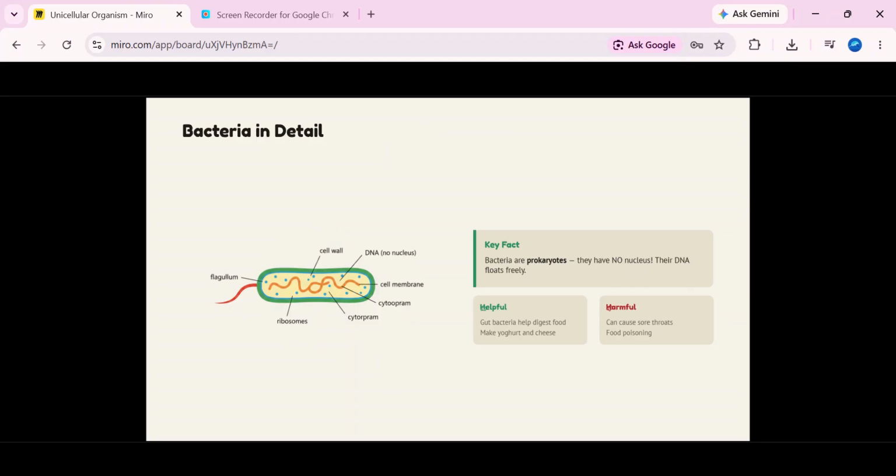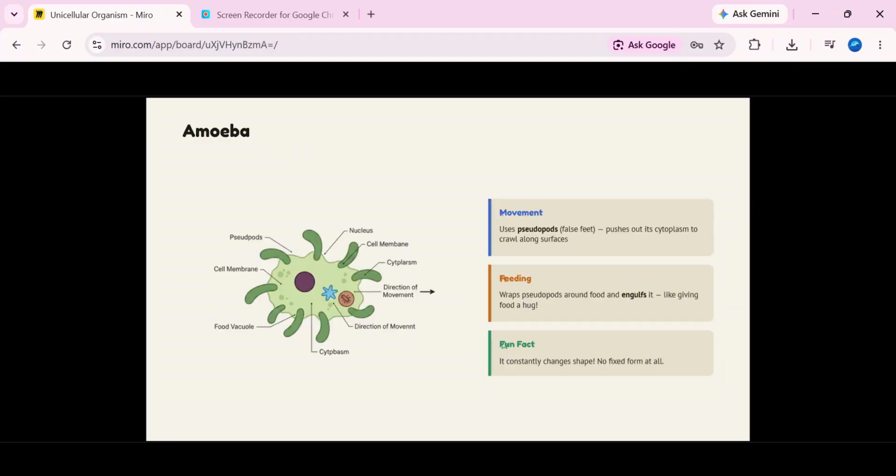Now, some bacteria are quite helpful, while others can cause diseases. A good example of helpful bacteria is the bacteria that lives in our digestive system, because it helps break down some of the food that we eat and supports our digestion. So, not all bacteria are harmful. In fact, many bacteria are quite useful.